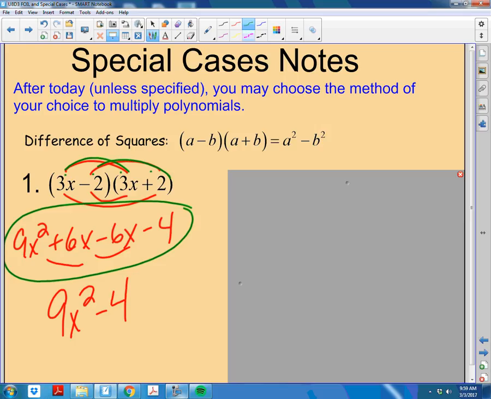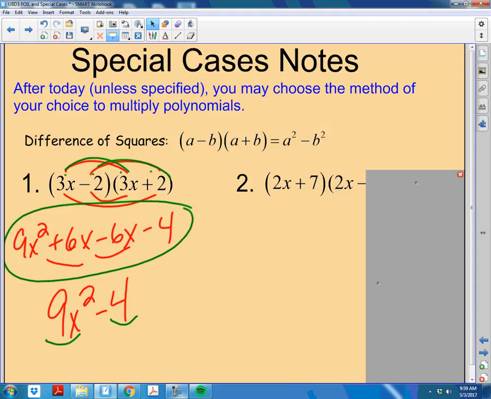Do you have any idea why it's called difference of squares? Because what you end up with are two perfect squares that are being subtracted. Is 9x squared a perfect square? Meaning it's a number times another number. Yes, it's 3x times 3x. It is 3x to the second power. This is 2 to the second power. It's called difference of squares because what you end up with is the difference of two perfect squares.